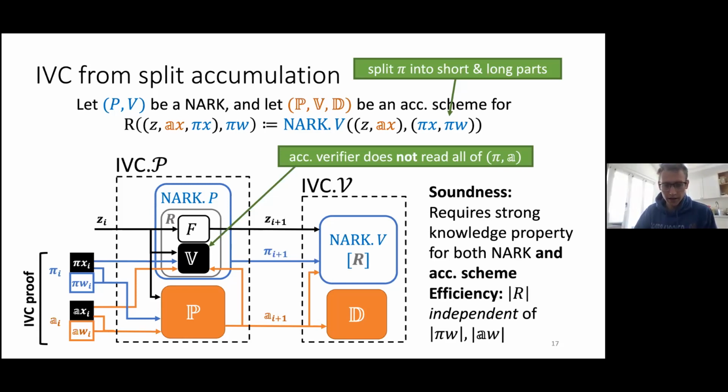And then the efficiency, importantly, is dominated by the size of the recursive circuit. But importantly, as I've already mentioned, it's independent of the size of the proof witness. So this can be really as large as we want it to be, and the accumulation witness.